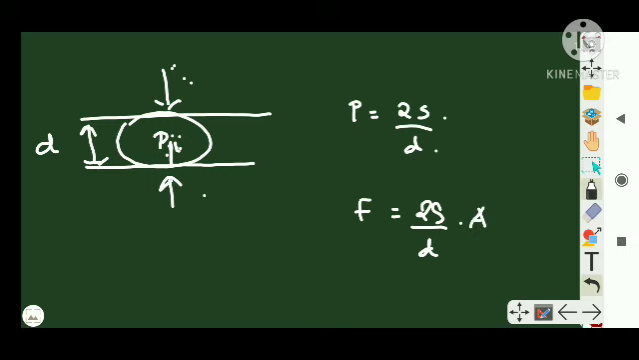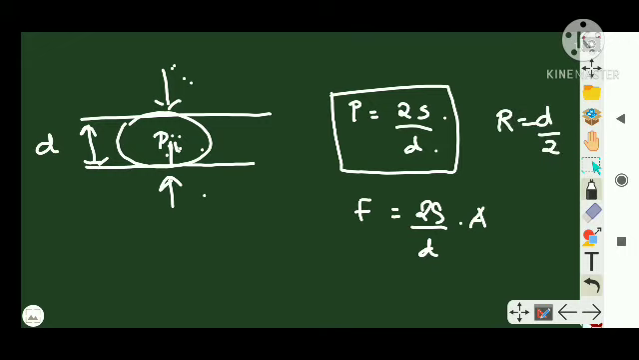So I hope you found three equations: the pressure difference between the liquid here and atmospheric pressure is 2S by D, and the radius in terms of D is D by 2, as you can see in the figure, and the force required to separate these two plates having a liquid between them is F is equal to 2S by D into A. Clear? So this is the next point I wanted to discuss after dealing with the excess pressure of a bubble inside a liquid.